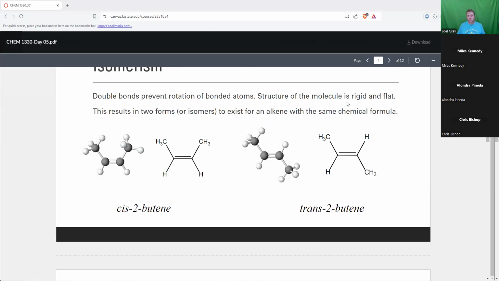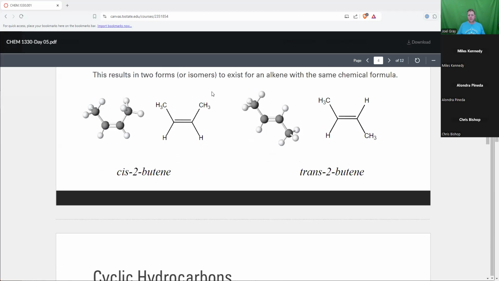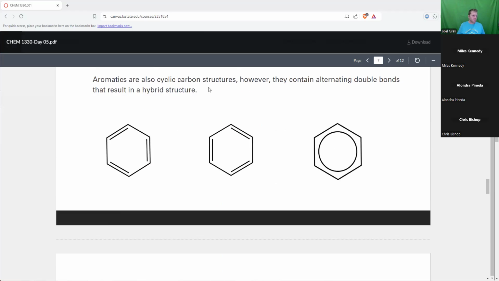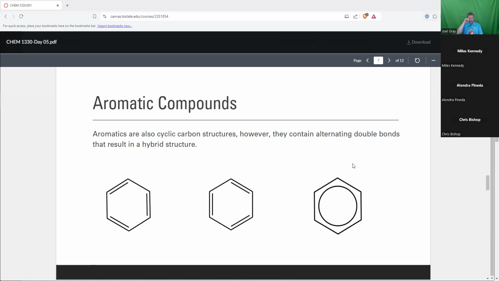So just find where your double bond is and say, okay, are they both on the same side or on the opposite sides? We talked about cyclic hydrocarbons, chair conformations, aromatic groups, aromatic molecules. So an aromatic compound is a carbon structure, but they have alternating double bonds that result in a hybrid structure. So when we talk about aromatic compounds, these first two on the left are really less of the show and merely kind of possible structures.